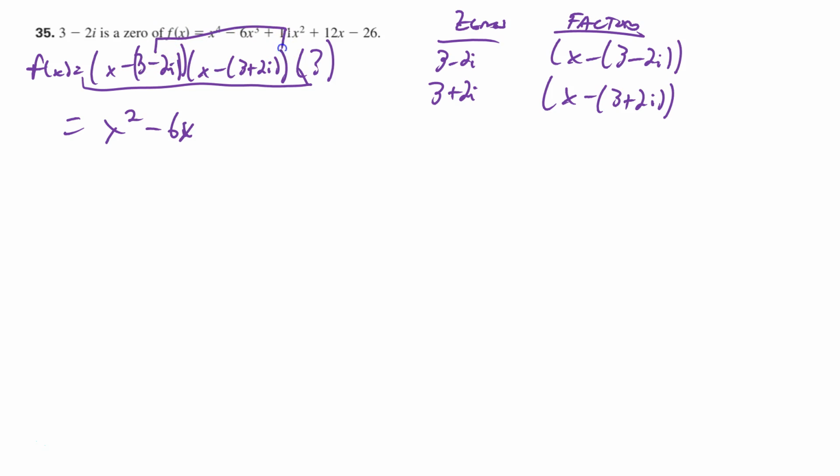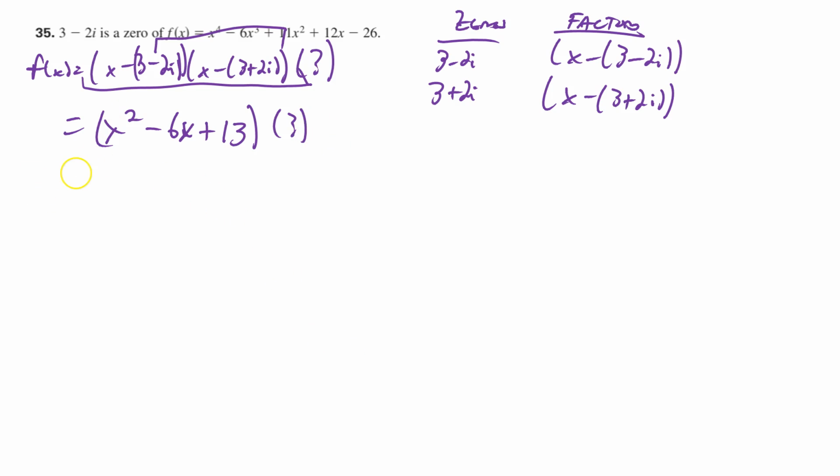Now I multiply these conjugates. 3 squared is 9. 2 squared is 4. 9 plus 4, 13. Okay, that was a little quick, but a plus bi, a minus bi, those are conjugates. Remember, when we multiply them, it'll always just be a squared plus b squared. And since they're both negative, it's going to give me a positive 13. So it's that times my question mark. So I have to figure out what that is.